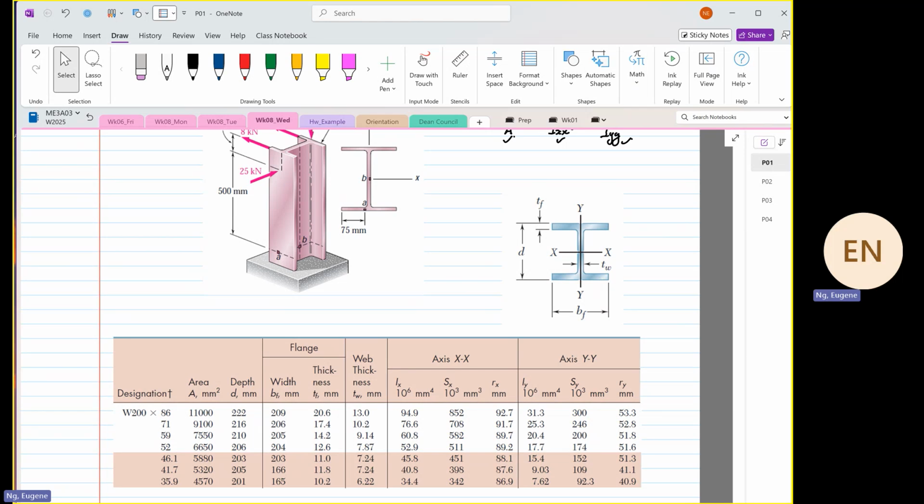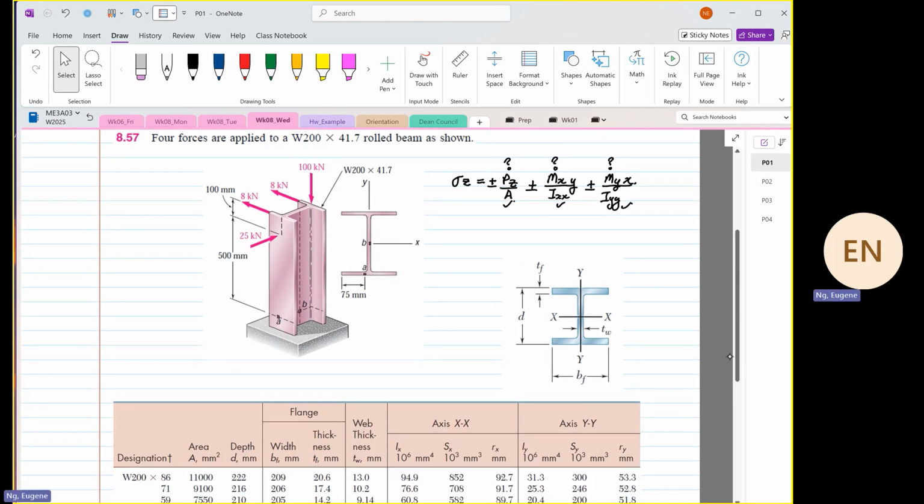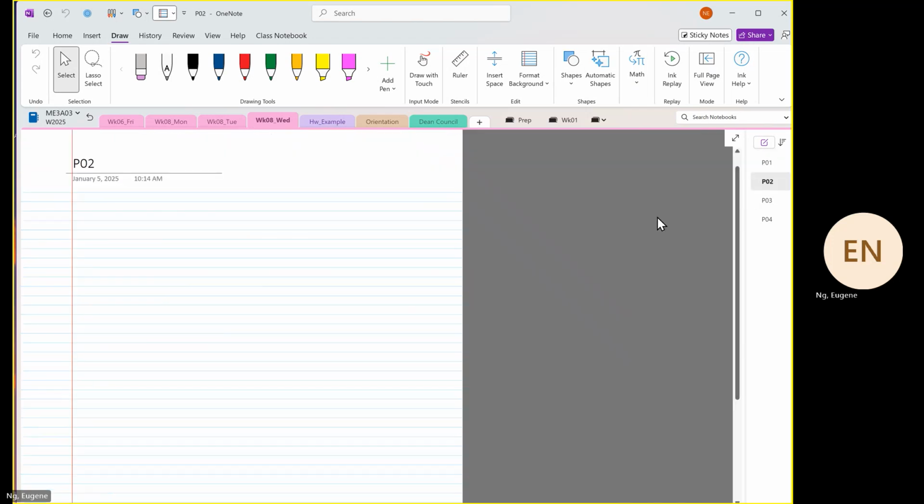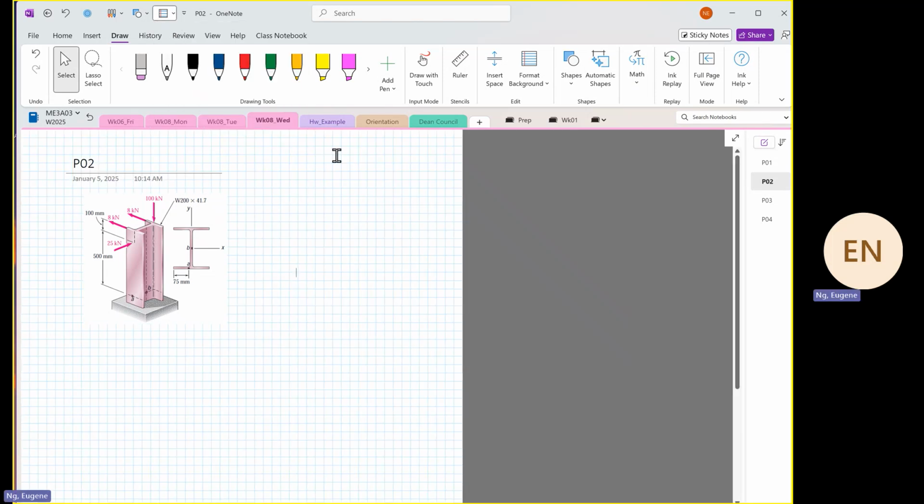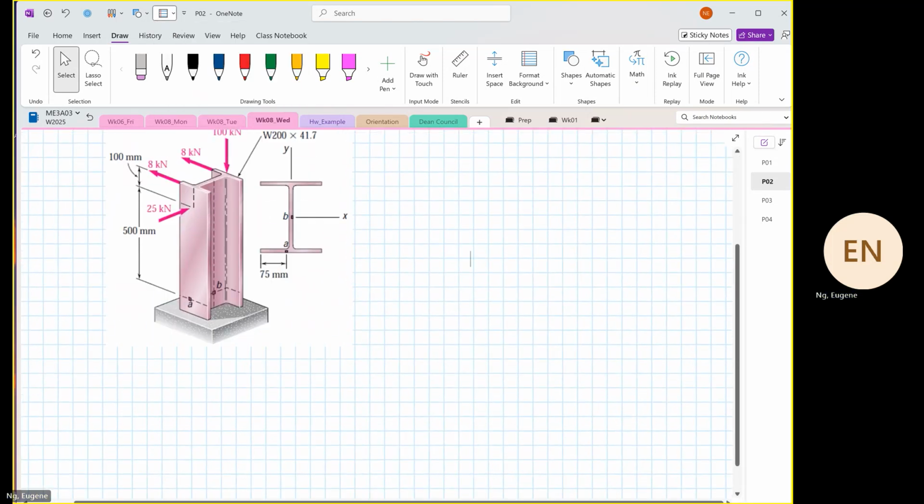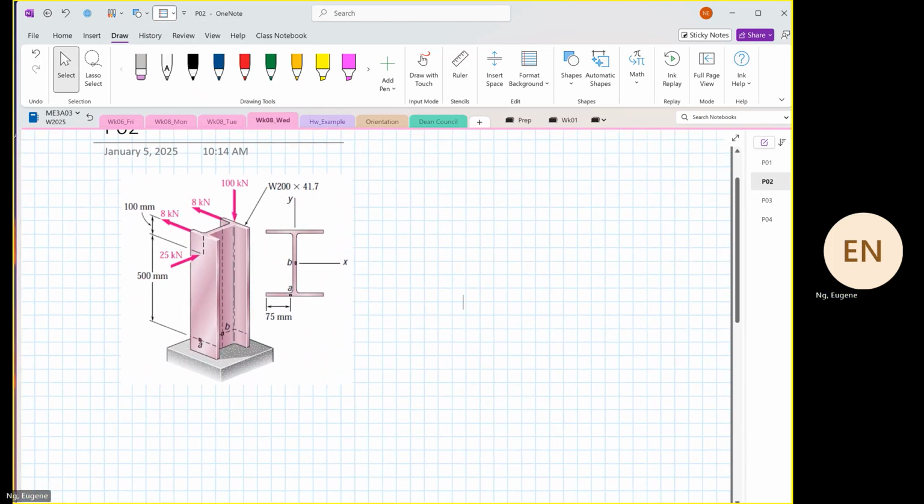So let's do the interesting part first. We need to know what is our PZ, MX, and MY. Okay. I'm going to copy this image across. And remember what I told you. 3D world in a 2D solving. Okay. So we have to draw our transformation.